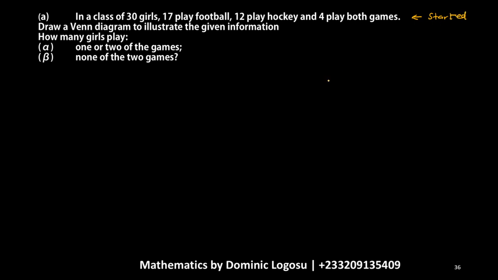So let's look at the very first one. BC 2019 June. This is June. Okay, so this is question 1. Let's look at question 1.